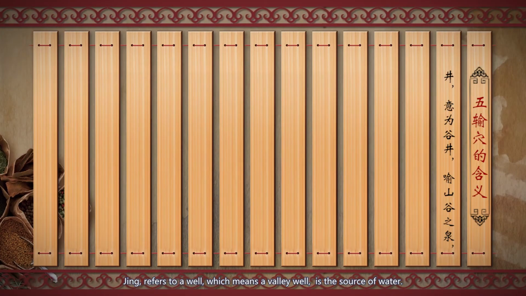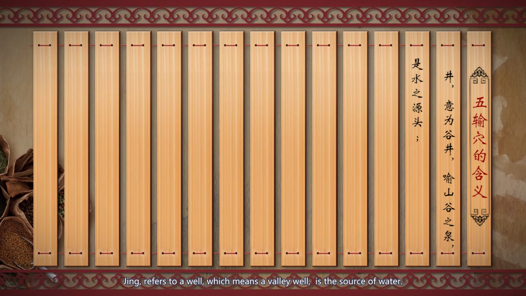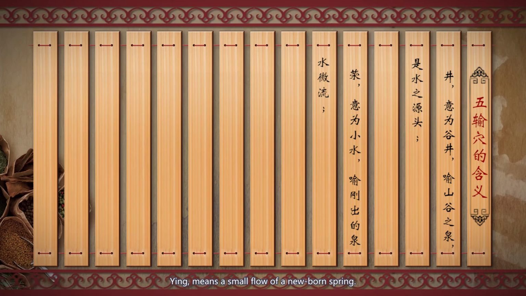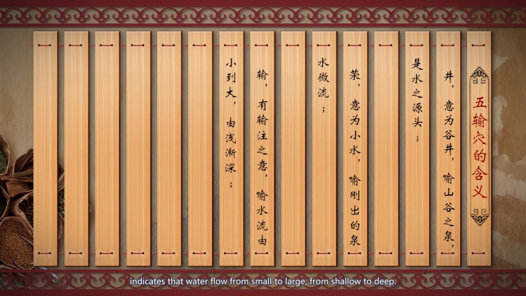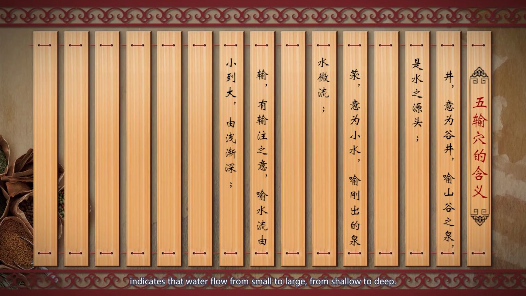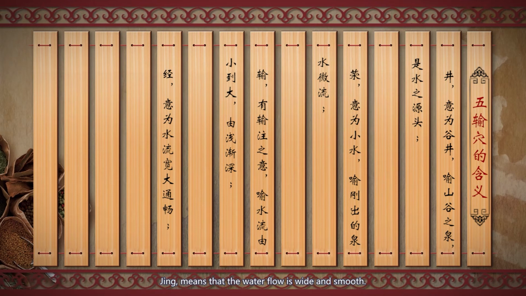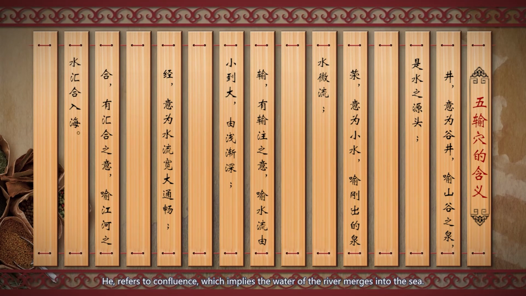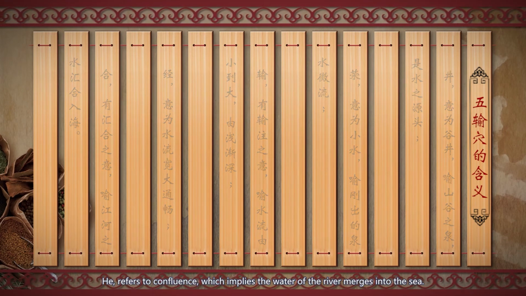Jing refers to a well, which means a valley well is the source of water. Yin means a small flow of a newborn spring. Shu, with the meaning of infusion, indicates that water flowed from small to large, from shallow to deep. Jing means that the water flow is wide and smooth. He refers to confluence, which implies the water of the river merges into the sea.